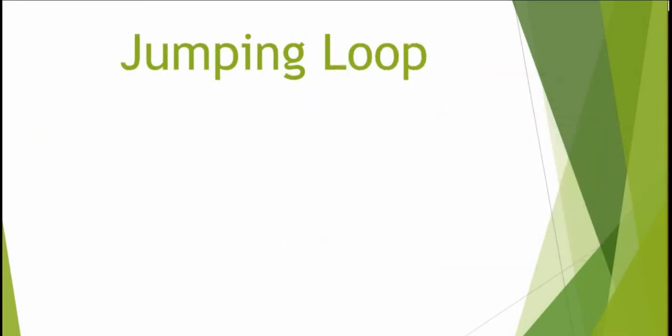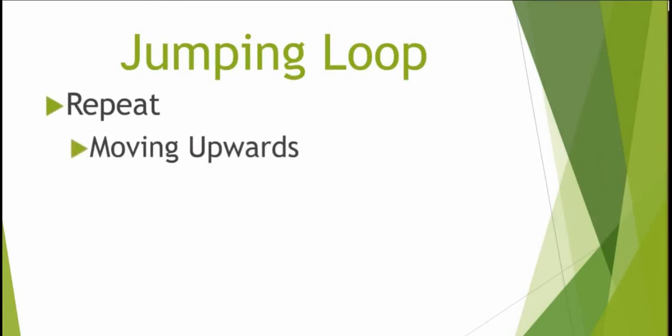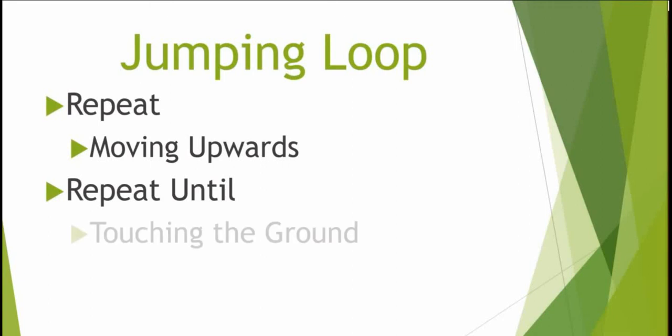Let's have a look at adding a jumping loop. How do we do that, guys? Well, we use the repeat block to say we want to repeat moving upwards, and then we can use another repeat block straight after that and say repeat until. If we keep jumping up and up and up, we want to make sure that we're coming back down until we are touching either the ground or the platform as well. So that's what we'll use in this example here.